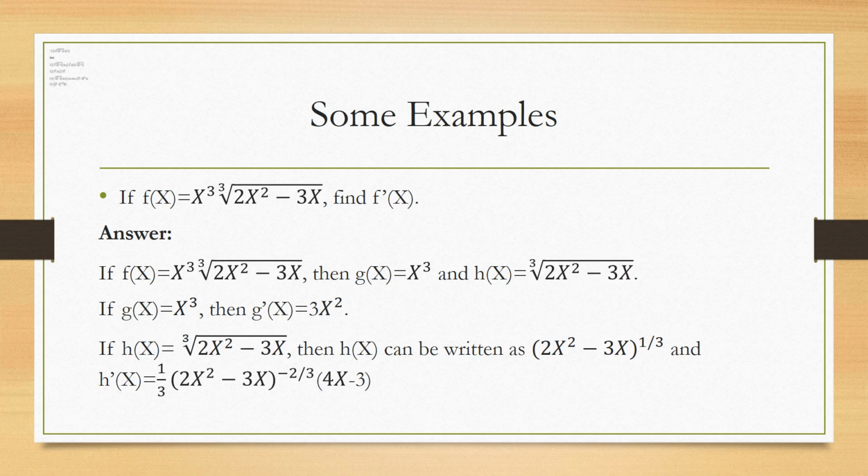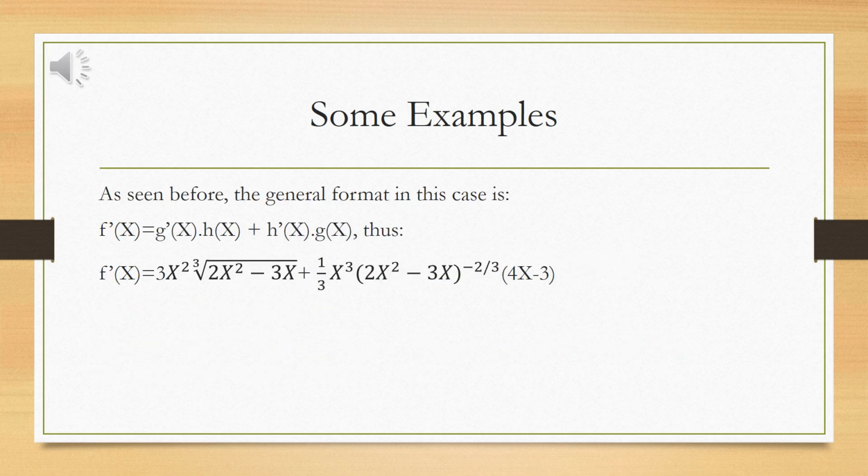If g of x is x cubed, then g prime of x is 3x squared. If h of x is the cube root of 2x squared minus 3x, then h of x can be written as 2x squared minus 3x, all of it to the power 1 over 3. And h prime of x is 1 over 3 times 2x squared minus 3x, all of it to the minus 2 over 3, times 4x minus 3.